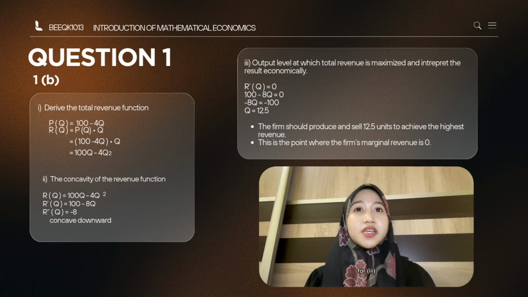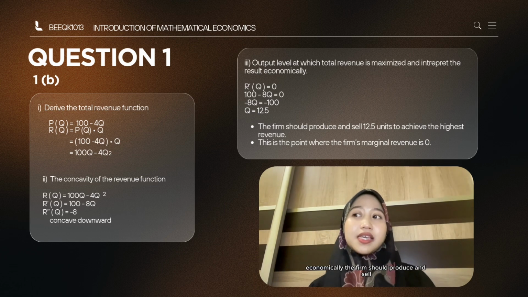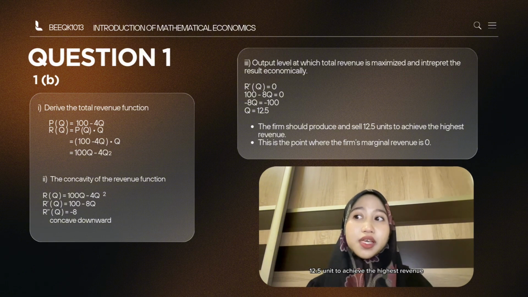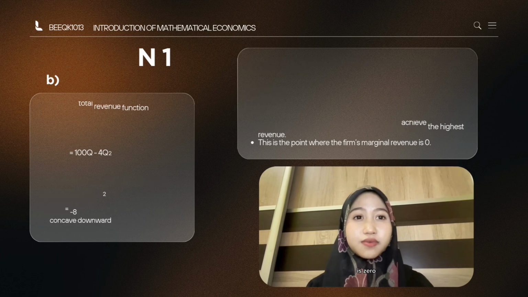For Roman 3, to find the output level at which total revenue is maximized, we set the first derivative R prime Q equal to 0 and solve for Q. Economically, the firm should produce and sell 12.5 units to achieve the highest revenue. This is the point where the firm's marginal revenue is 0.